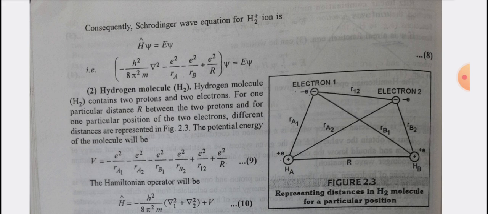Second, the hydrogen molecule H2. The hydrogen molecule H2 contains two protons and two electrons, for one particular distance R between the two protons and for one particular position of the two electrons. Different distances are represented in figure 2.3. The potential energy of the molecule will be V = −e²/Ra1 − e²/Ra2 − e²/Rb1 − e²/Rb2 + e²/R12 + e²/R. That is equation 9.